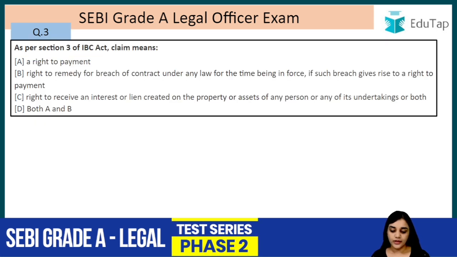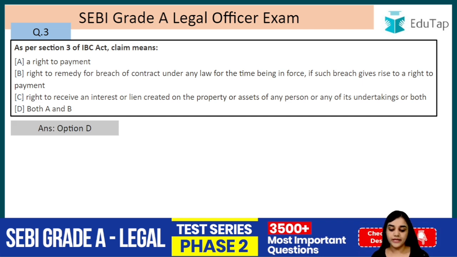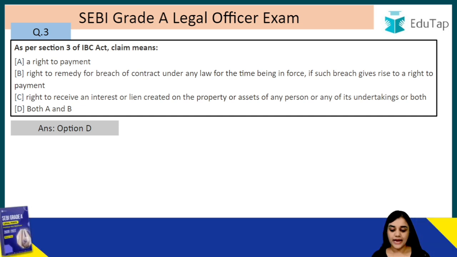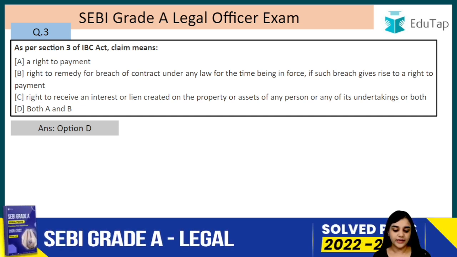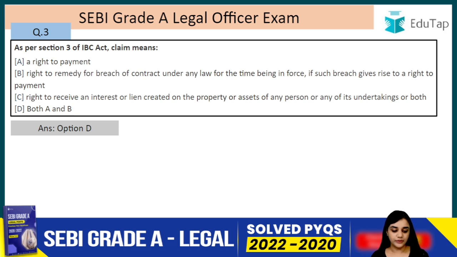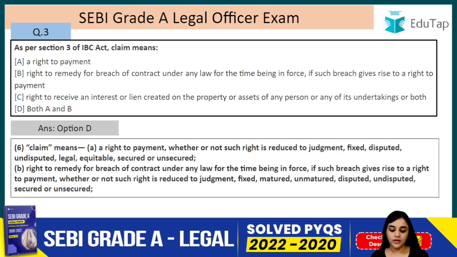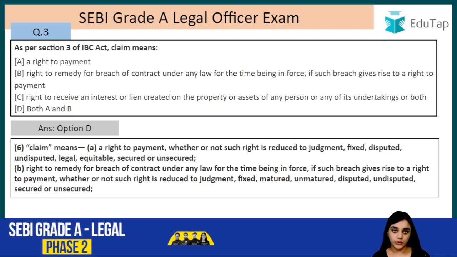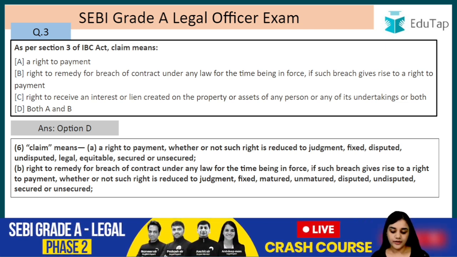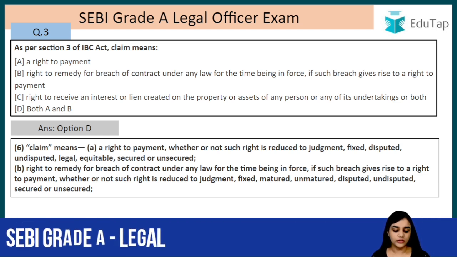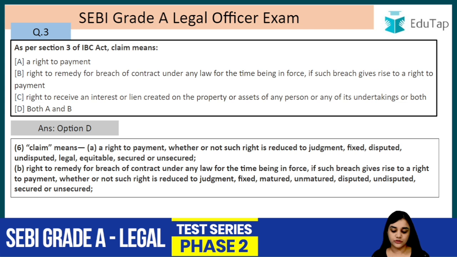Question number 3. As per section 3 of the IBC Act, claim means, the answer is D, that is both A and B. It is a right to payment and a right to remedy for breach of contract under any law for the time being in force if such breach gives rise to the right of payment. So what is a claim? First, I have told you that it is a right to payment, right? So it is a right to payment whether or not such right is reduced to judgment, fixed, disputed, undisputed, legal, equitable, secured or unsecured. And secondly, a right to remedy for a breach of contract under any law for the time being in force if such breach gives rise to a right to payment.